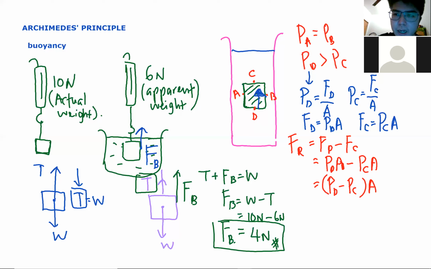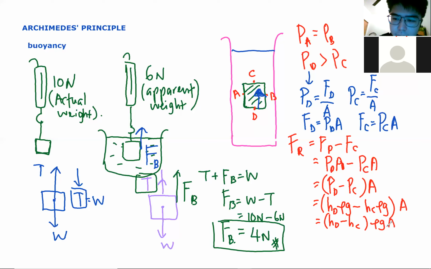P 等于 H rho G, right? It depends on the height, the density, and the gravitational constant. So I put it inside. So this is like HD rho G minus HC rho G, and then A. Okay, so slowly we are going there. We are going there. So here you have HD minus HC. 因为 rho 跟 G 是一样的嘛，所以我也是可以 factorize 去外面，所以 rho G A.